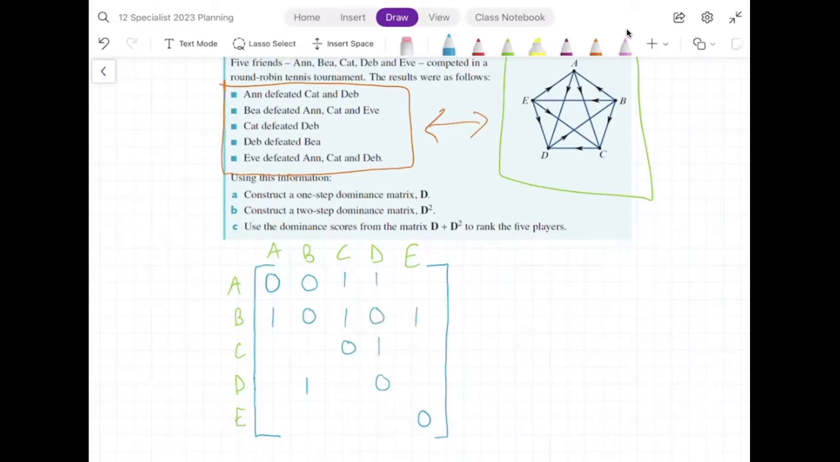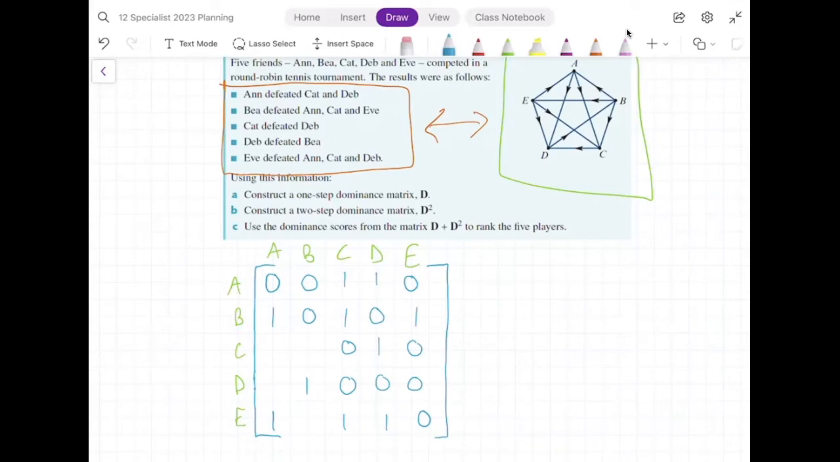If Kat defeated Deb, I can also put a 0 here for my C. And if I do Eve, Eve defeated Anne, Kat, and Deb, which also means Anne lost to Eve, Kat lost to Eve, and Deb also lost to Eve. So I've got a few boxes missing here. Really, as long as I count my wins, I can fill in the rest. I might have even been a little lazy and missed a few here.